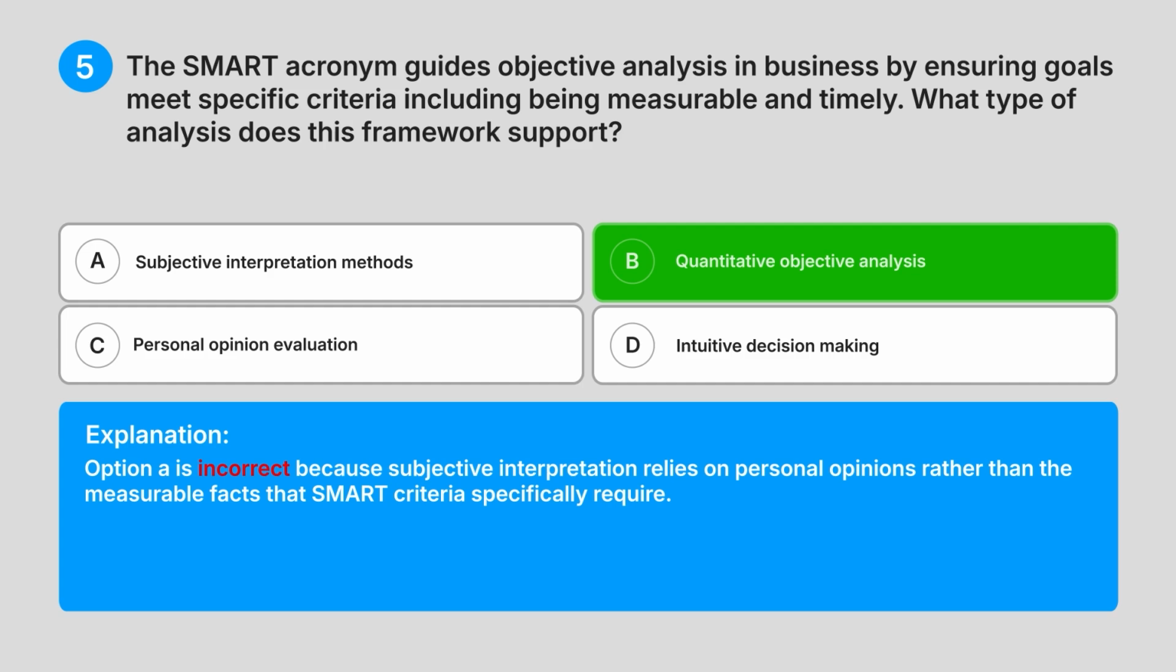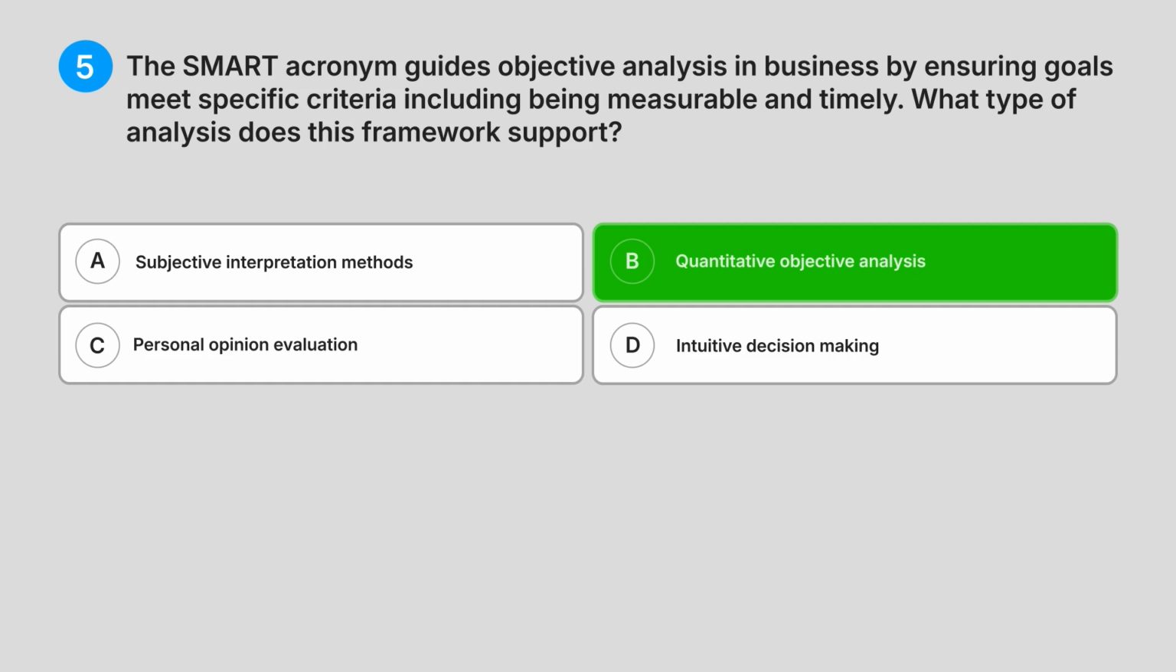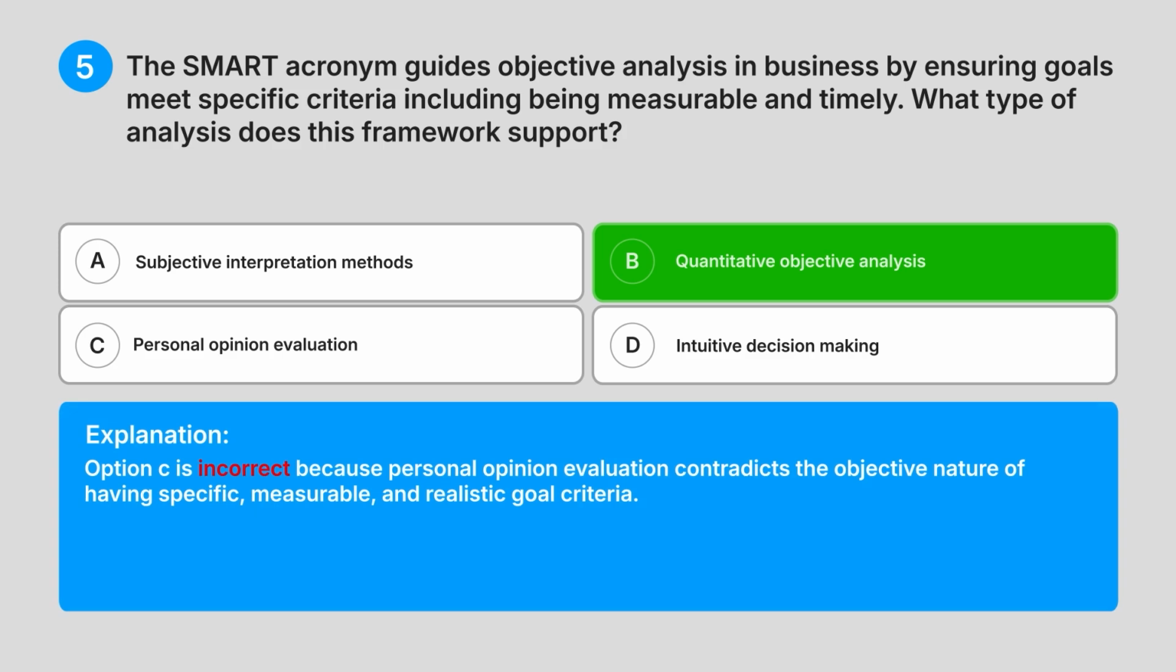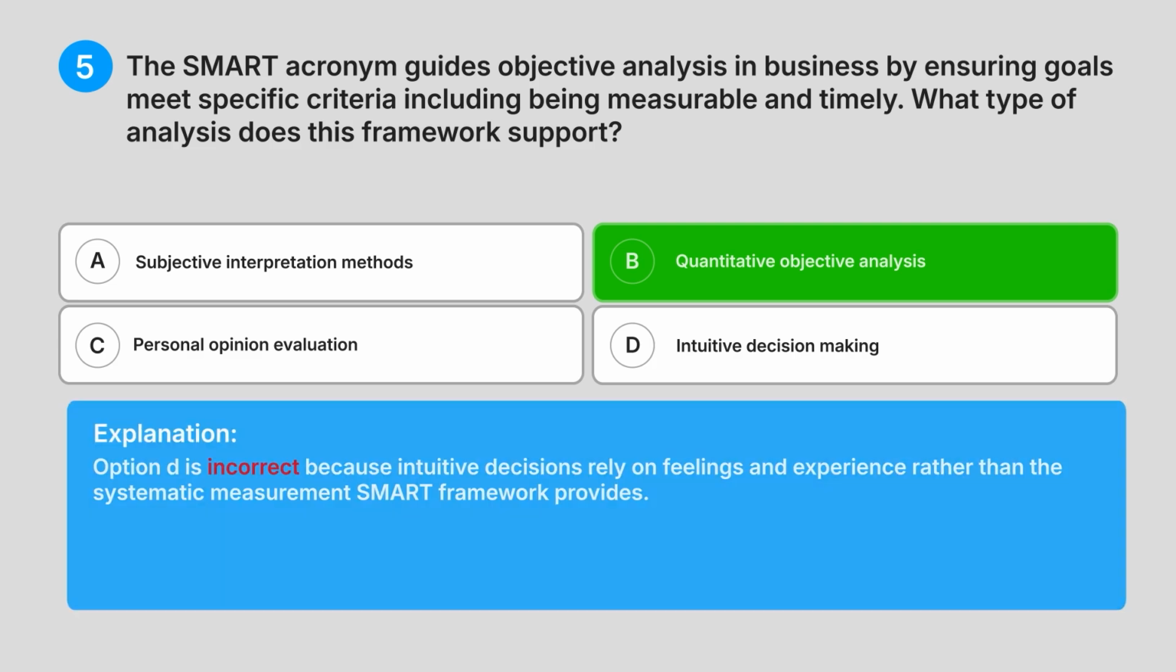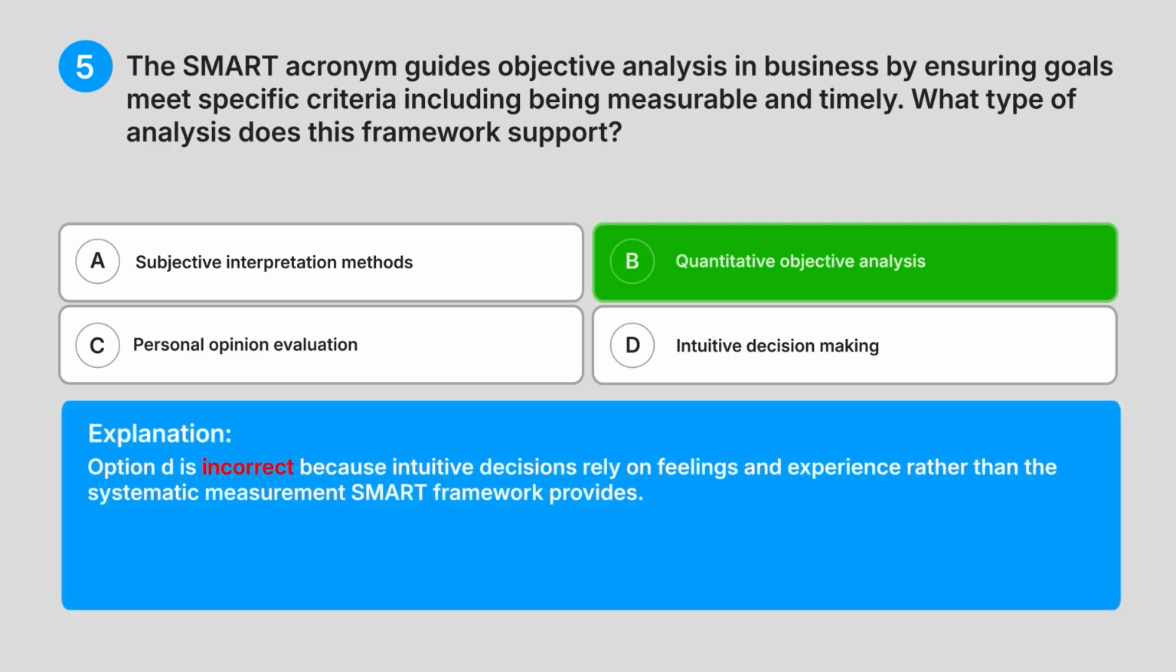Option A is incorrect because subjective interpretation relies on personal opinions rather than the measurable facts that SMART criteria specifically require. Option C is incorrect because personal opinion evaluation contradicts the objective nature of having specific, measurable, and realistic goal criteria. Option D is incorrect because intuitive decisions rely on feelings and experience rather than the systematic measurement SMART framework provides.